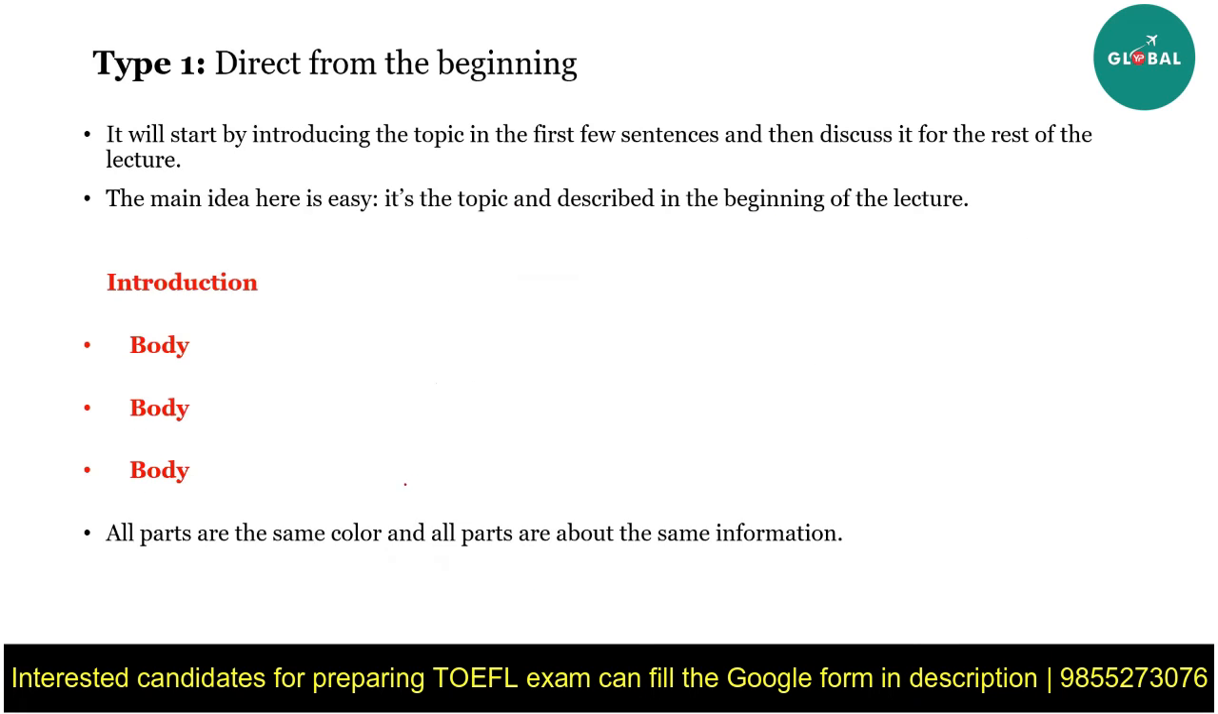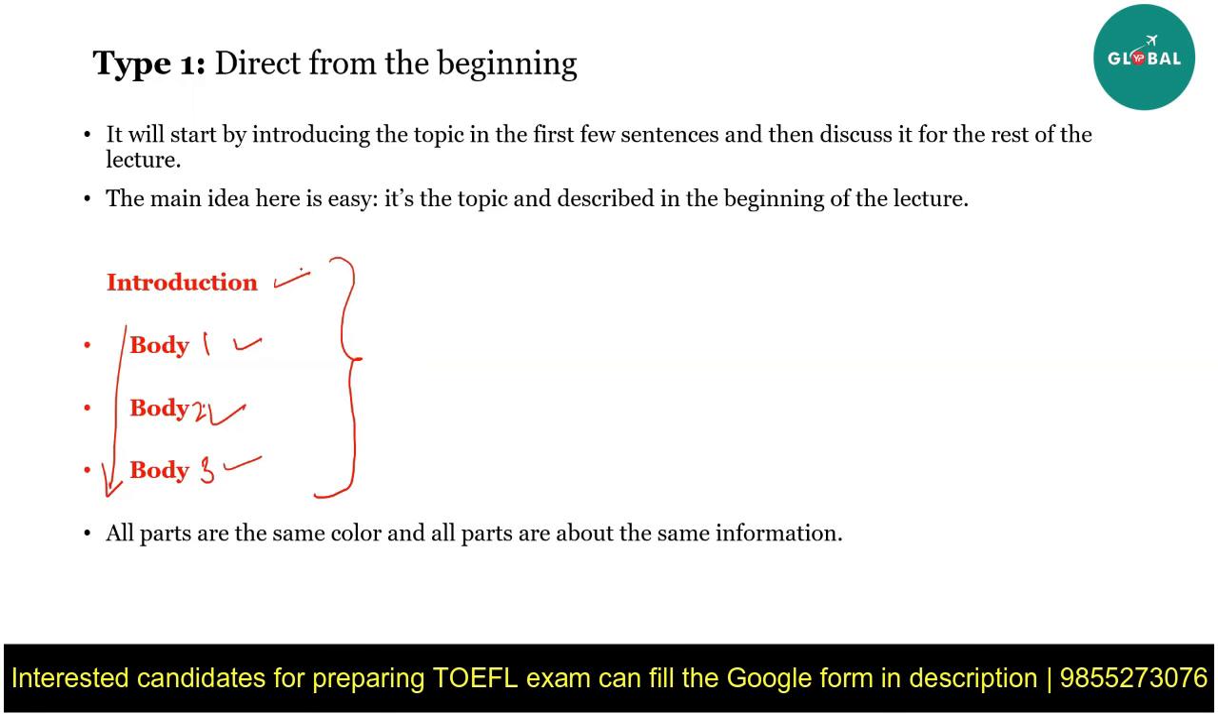So try to understand the color coding. I have written here introduction, body, body part. Once again, the body part. Just suppose body part 1, body part 2, body part 3. Okay, so this would be the structure of the listening. Just suppose the professor would introduce some topic, and he is going to explain some other factors about that particular topic in the rest of the body part of his speech or his lecture.